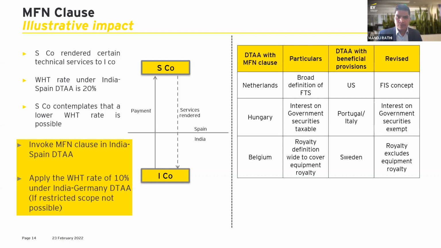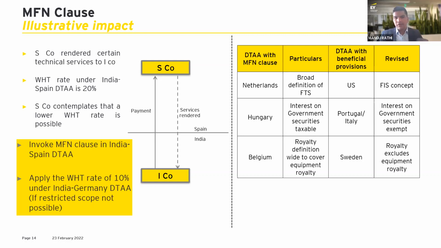Then likewise, more examples: for the India-Hungary treaty, you would be looking at interest on government securities to be non-taxable, by importing a favorable language from Italy or Portugal. And Belgium again is an interesting example. When you look at the royalty definition under the domestic law, it is fairly wide. It includes equipment royalty as well, payment for the right to use the equipment. And similar is the definition under the India-Belgium tax treaty. But India-Belgium allows you to import a favorable language from India-Sweden, and India-Sweden has a more restricted definition for equipment royalty. So that could be an interesting mix of things here.